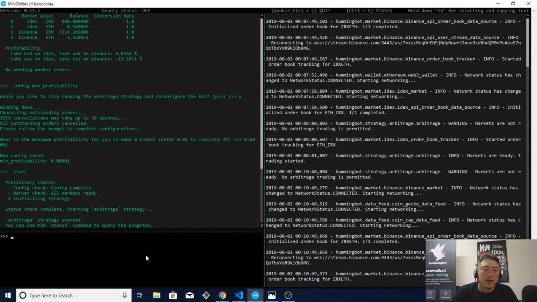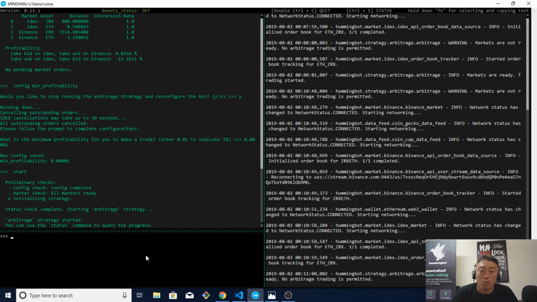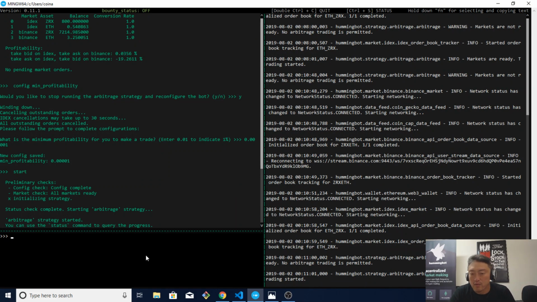So what I did was I just reconfigured the bot by typing the config command again, and I configured just that one parameter, which is the minimum profitability number, and changed it from 1% down to basically 0. So now it's reinitializing the bot.